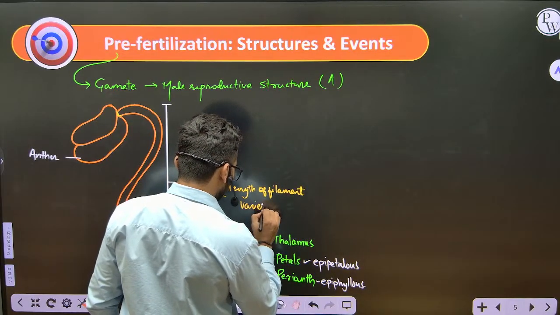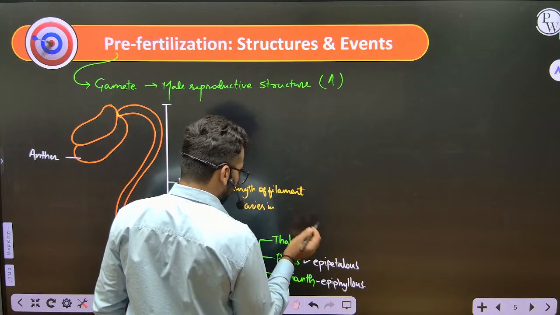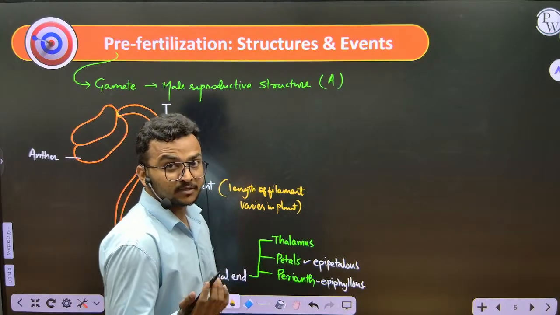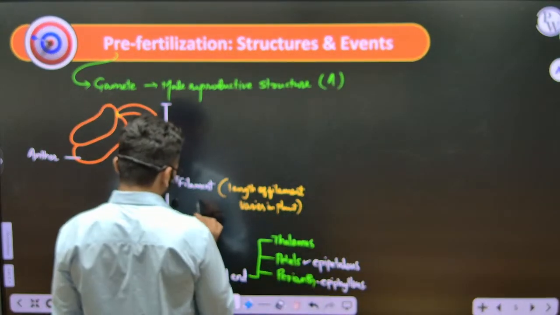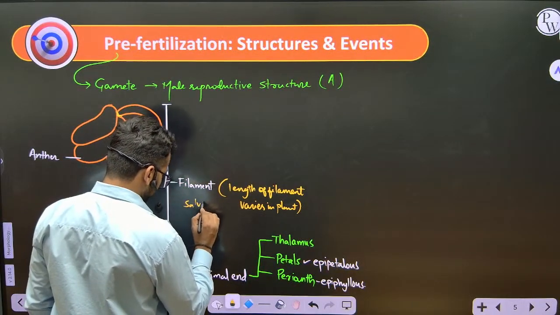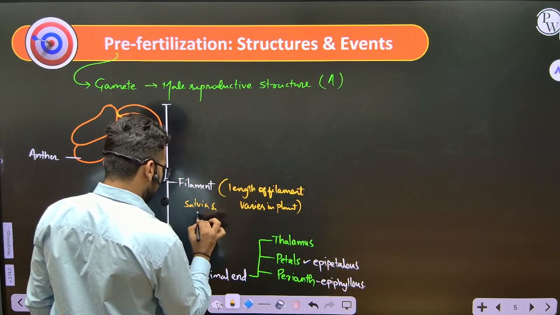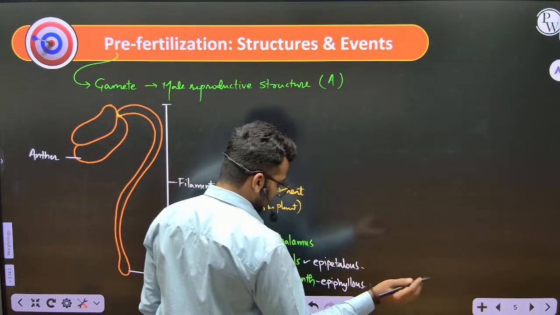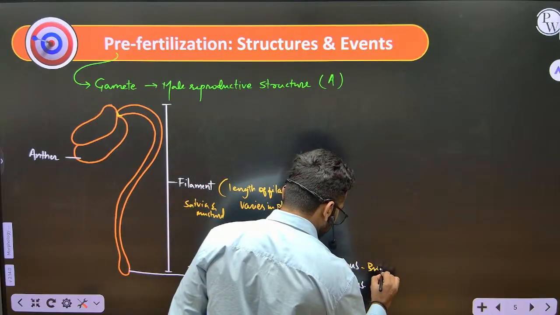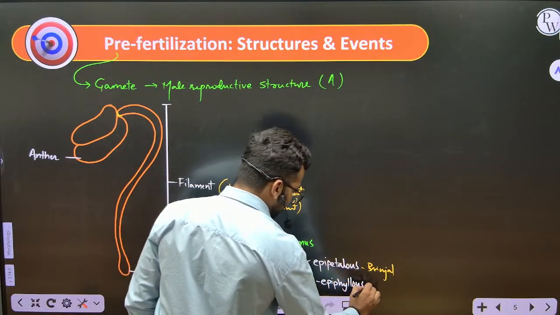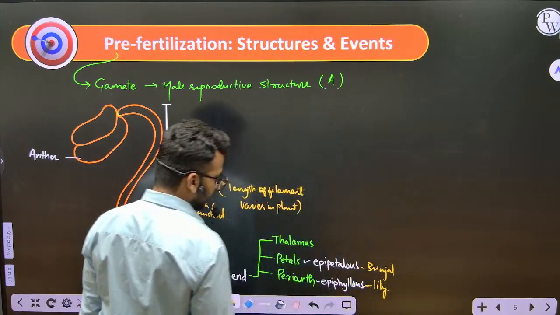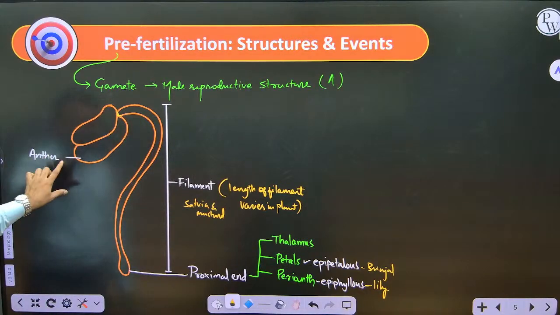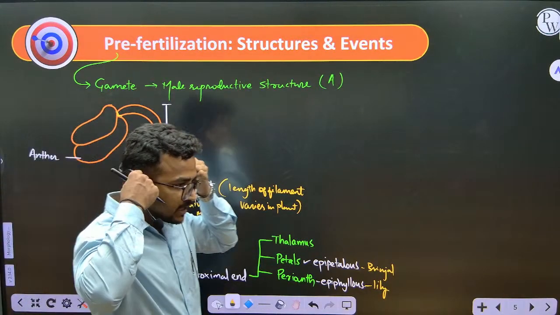It varies in the same plant or within the plant. An example for that, as we have just seen, is salvia and mustard. You can write here salvia and mustard. And the epipetalous condition is like brinjal. And the epiphyllous condition is lily, where the perianth is attached, and the thalamus in general is there. So now coming to the anther. How does it look here?